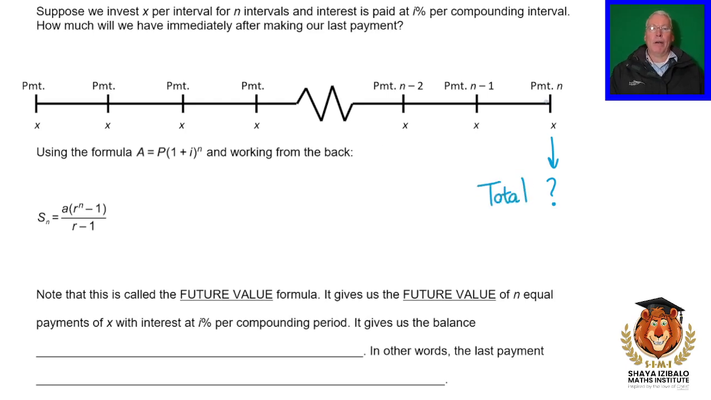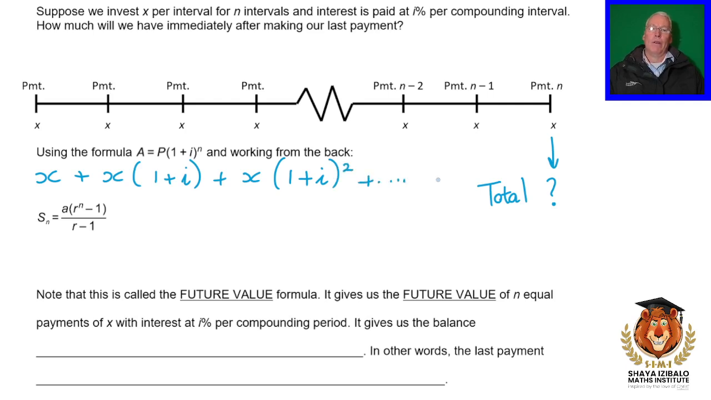And so this last payment doesn't actually get any interest. The next one has got 1 period's worth of interest, in other words, 1 plus I. The next one has got 2 periods of interest, 1 plus I to the power of 2. The next one has got, etc. Now this is a geometric sequence.